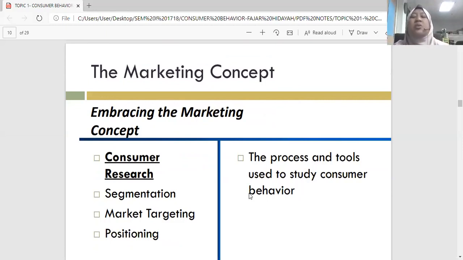So under consumer research, we have the process and tools used to study consumer behavior. So we are talking about how marketers do their work in order to do consumer research. I give a very simple example.